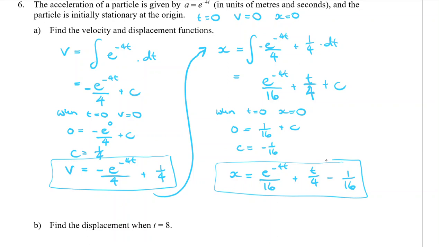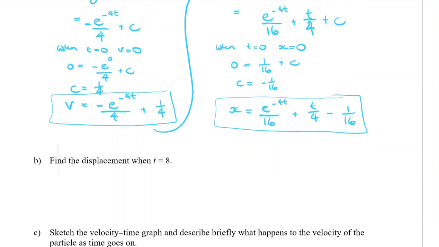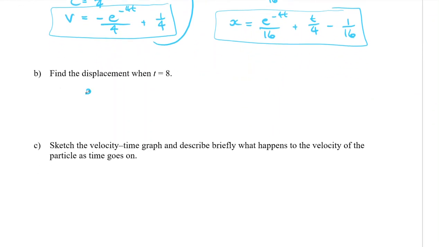Question B. Find the displacement when t equals 8. That's not too bad, is it? We've already got the displacement equation, so just sub it in. x equals e to the minus 4 times 8, which is negative 32, over 16 plus 8 over 4 minus 1/16. Should I do it exact? Let's leave it exact. Or do a decimal. If you were ever in doubt, you could get it exact to this point, and then give your decimal as well. So you've got both options there if you're ever in doubt.